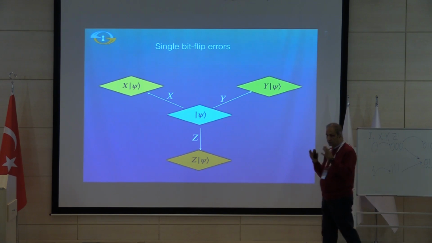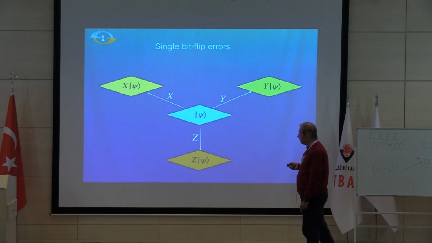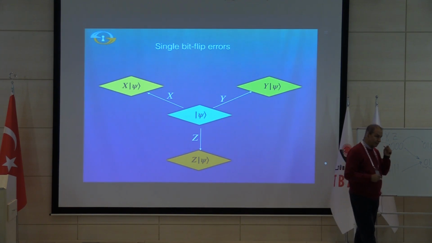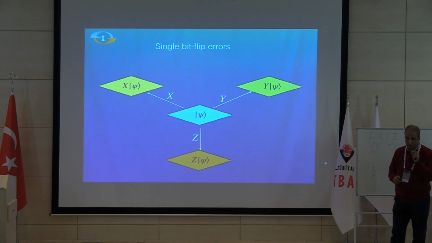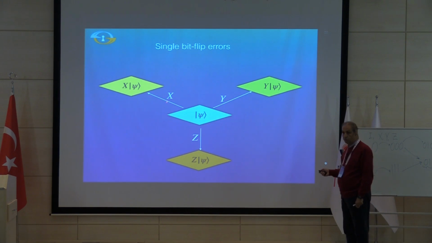And by making the measurement, I understand whether I am in this subspace, or this one, or this one. Without understanding the state itself, I just want to understand the error. If I find that I'm in this space, what should I do to correct this state?